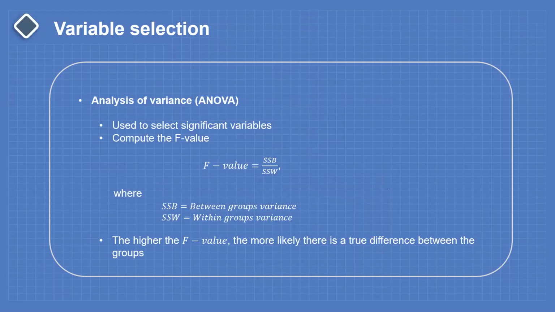Our data are continuous data. Hence, we use the ANOVA test to select the variables that have a significant effect on the type of glass. The F value is the ratio of the between-group variance to the within-group variance. An F value equal to or close to 1 means that there is no significant difference between the groups, whereas the higher the F value, the more likely it is that there is a true difference between the groups. Next.